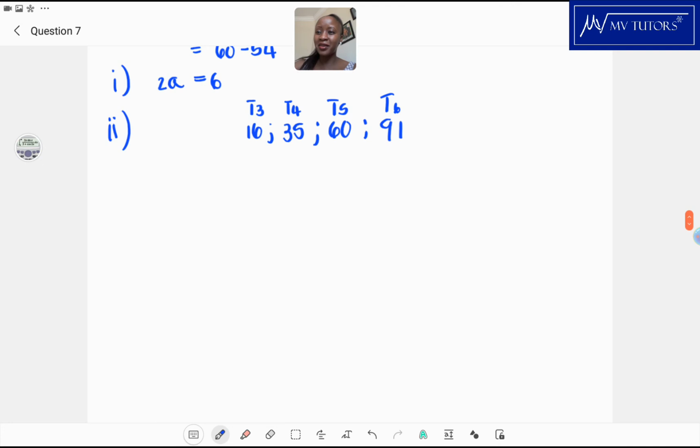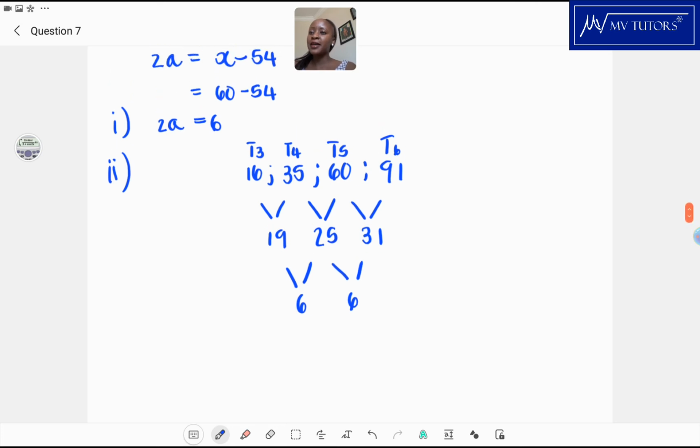Now we can do something. The difference between those two, I think it was 19. And the difference between these two should be 25. Difference between those two should be 31. Right. And now I need 6 to get to 25, and I also need 6 to get to 31. Oh yeah, we did determine that 2a is equal to 6.